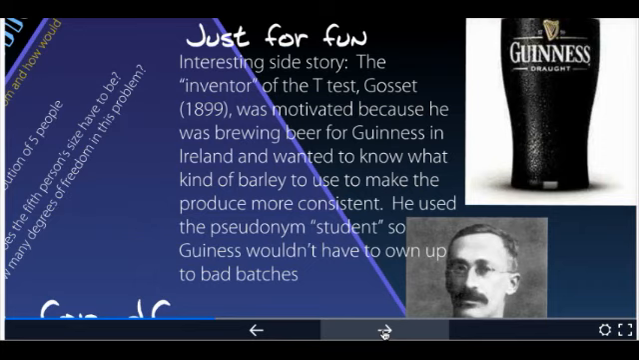And he used the pseudonym Student. You may have heard it called the Student t-test in the past. So Guinness wouldn't have to own up to the bad batches. So if he wasn't concerned about that, it might have been called the Guinness test, which would have been very interesting, I think.